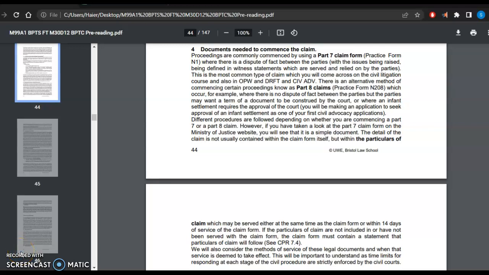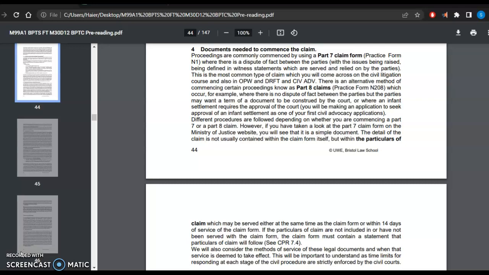Now comes the stage of claim and counterclaim. The plaintiff has to serve a claim against the defendant in civil litigation. Proceedings are commonly commenced by using a Part 7 claim form, where there is a dispute of fact between the parties, with the issue being raised being defined in witness statements, which are served and relied on by the parties. This is the most common type of claim which you will come across in civil litigation.